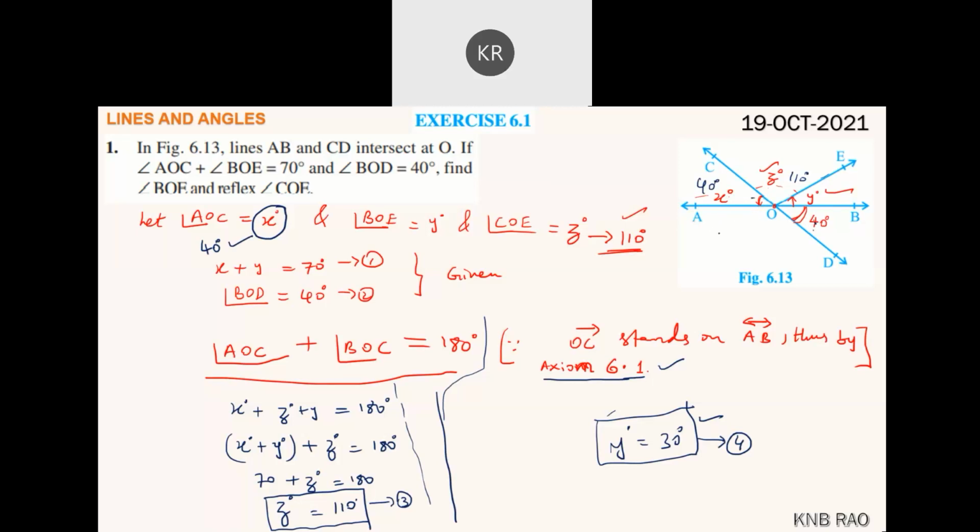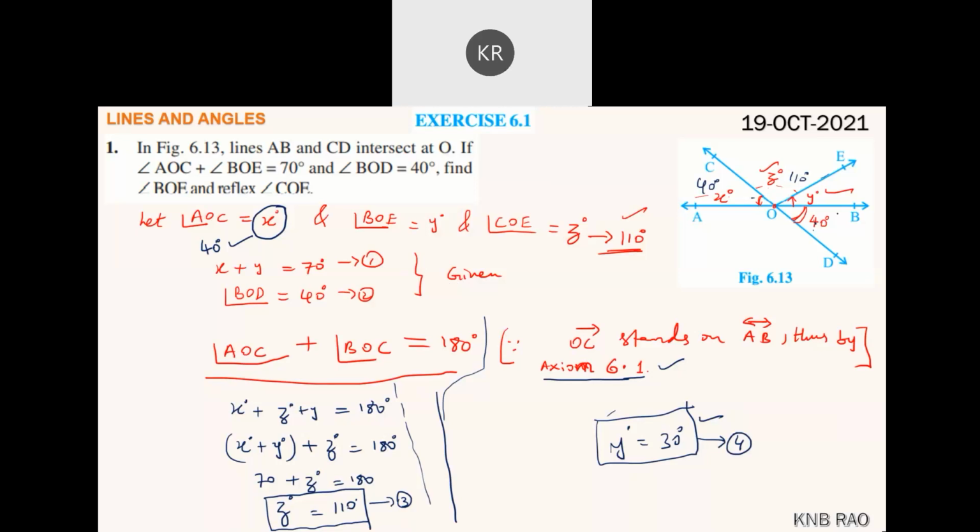So that is one method of doing. This is another method of doing. Both are correct. See, I did not use theorem 6.1 at all. Vertically opposite angles I didn't use at all. My thinking is this way. You are right. The moment you found x equals to 40, you will get the y value as 30. Same way, you will get the z value as 110. That is another way.